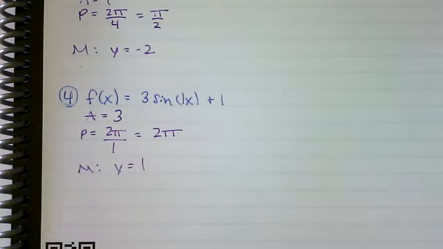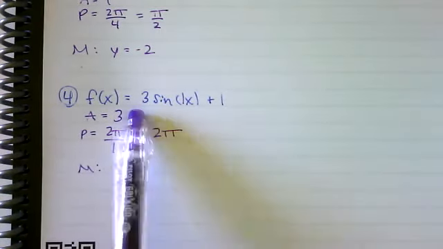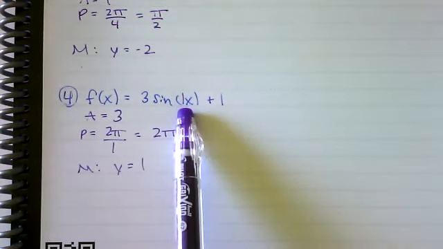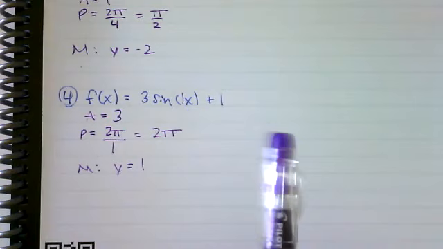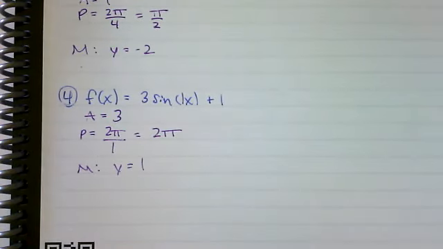Okay, and that's it. So just to recap, amplitude from the front, midline from the back, period in the middle, 2 pi divided by whatever that value is in front of x. So go ahead, try your homework for Trig Day 12.